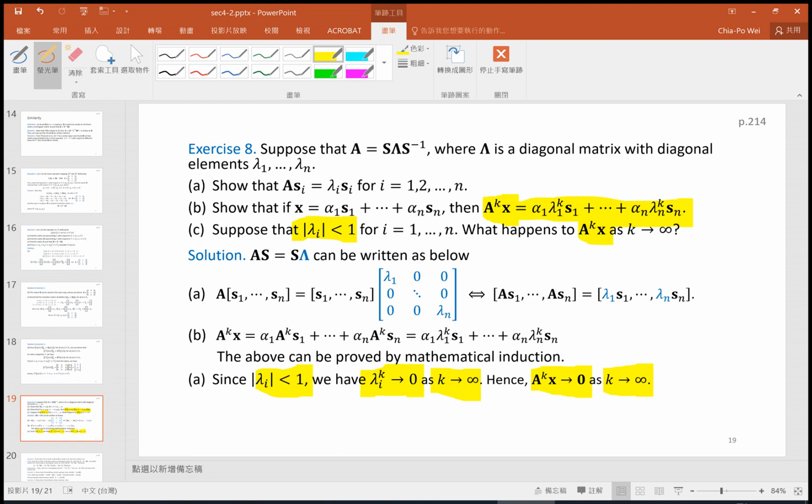The result of case C implies that if the absolute value of each eigenvalue of A is less than 1, then the kth power of A times x will approach the 0 vector as k approaches infinity, regardless of the value of x.